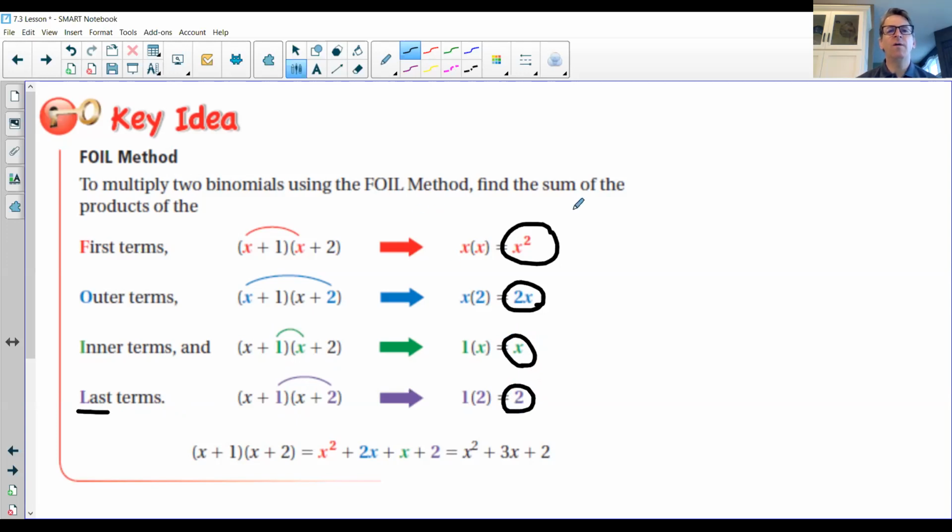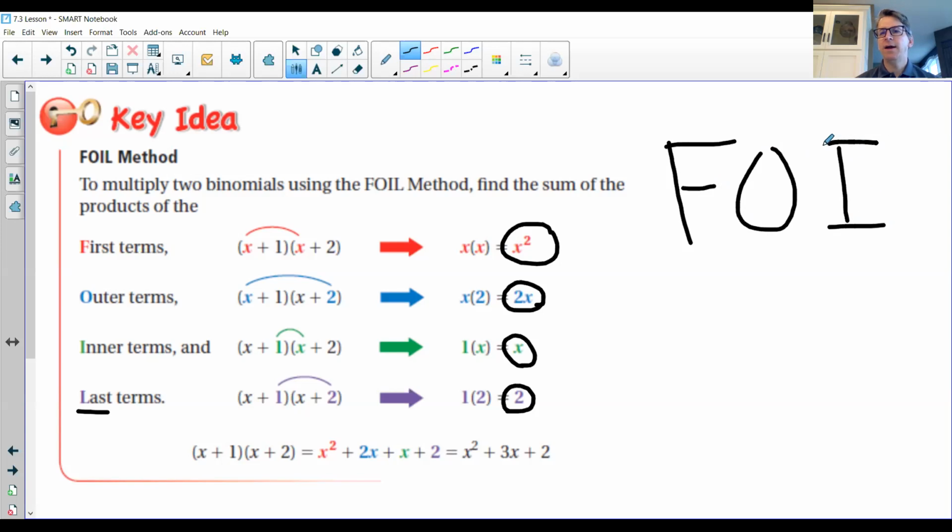Okay, so FOIL, F, O, I, L, okay? FOIL: first, outer, inner, last. This is the technique that you're going to use most as you move on to next year and beyond. You're going to need to understand how to multiply a binomial times a binomial, and FOIL is the acronym for remembering how to do that.